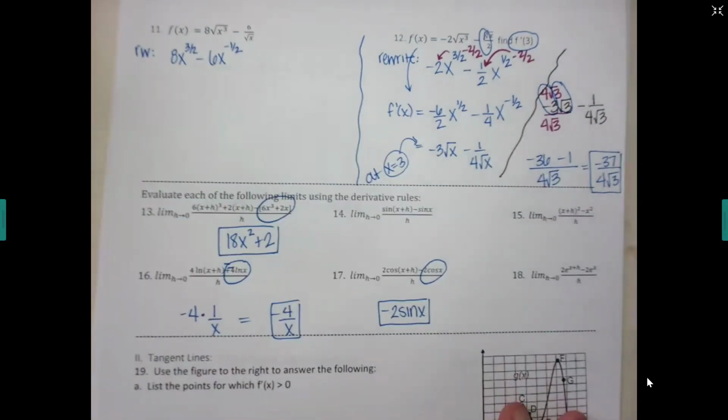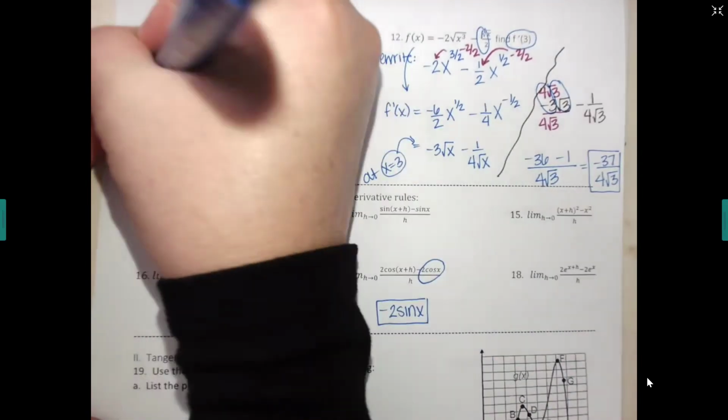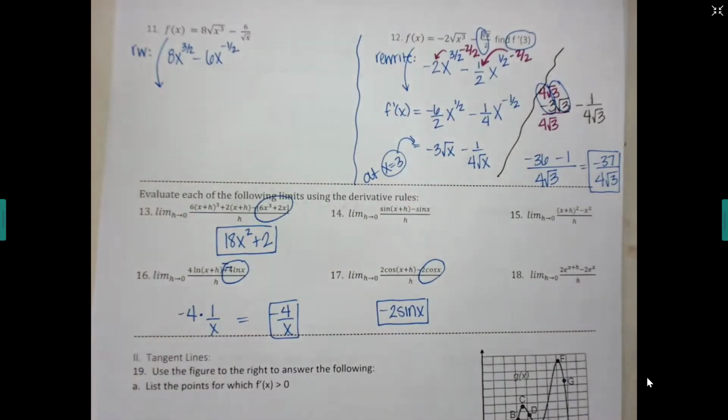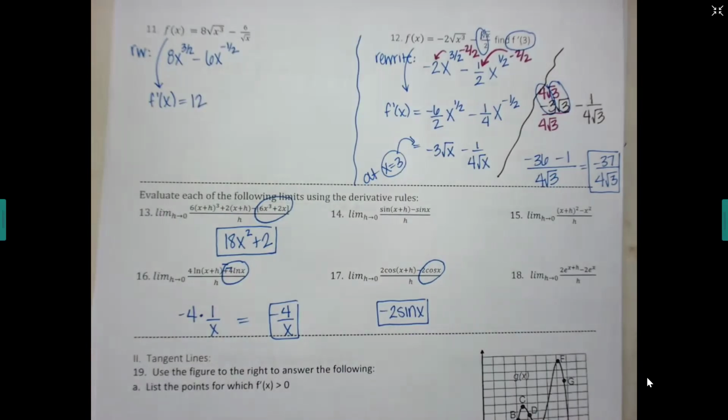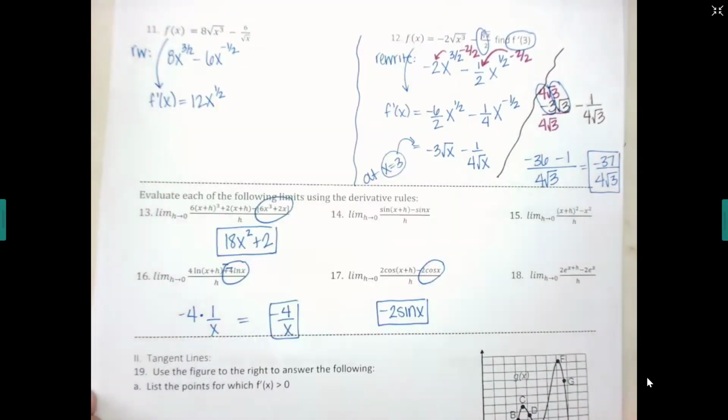Okay, so 3 over 2 times 8. You're going to do 3 times 8 is 24. 24, then divided by 2 would be 12. A 12 in front, x, and then 1 over 2. Because 3 halves take away 2 halves leaves you with 1 half.